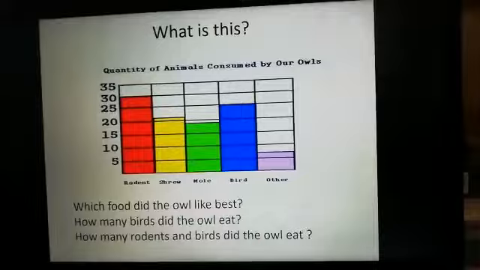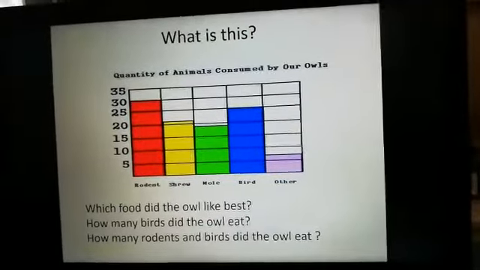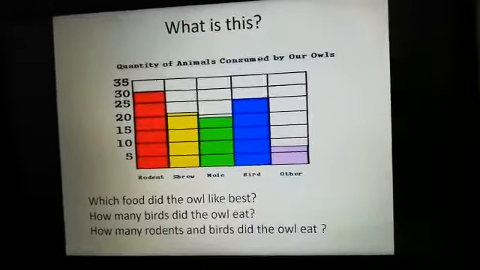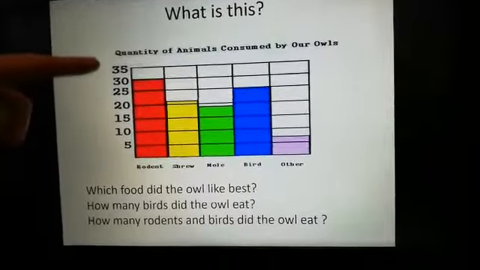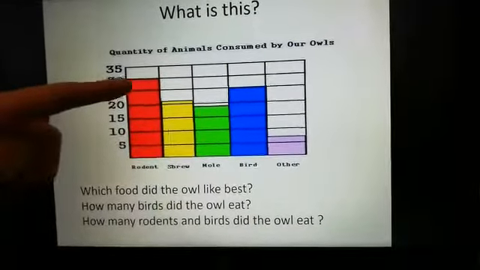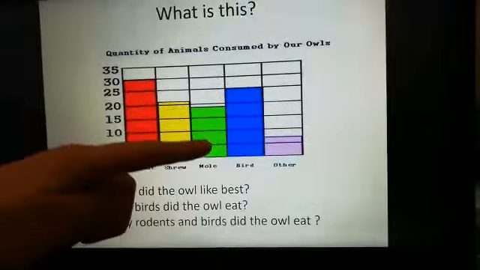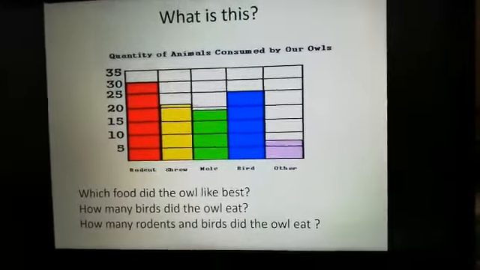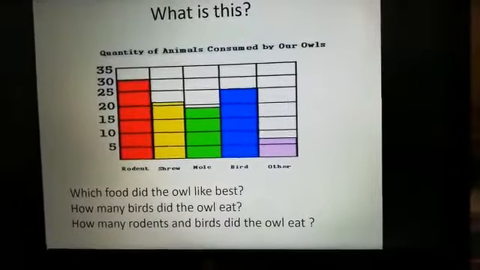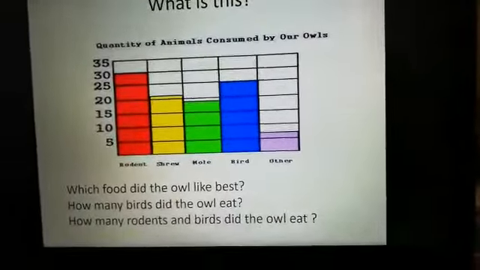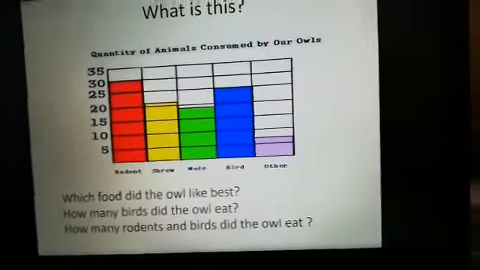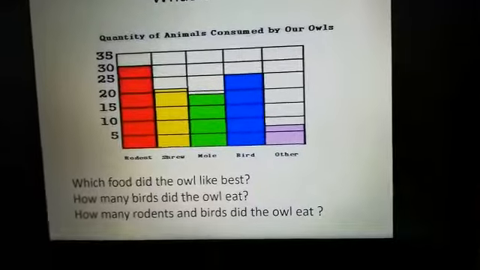What is this? So we've got a graph, a bar chart, showing the amount of animals that an owl eats. So we've got the number of animals up the side and then the name of the animal, and then you can see the chart is coloured in. So 3 questions. Which food did the owl like best? How many birds did the owl eat? How many rodents and birds did the owl eat?